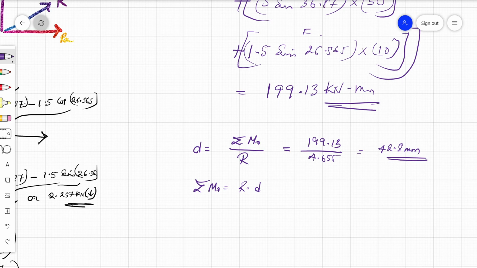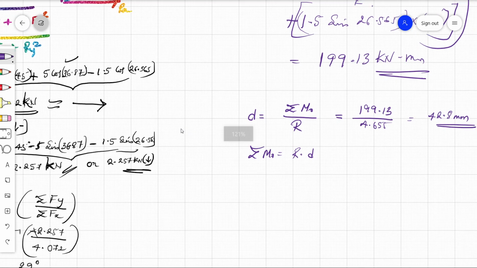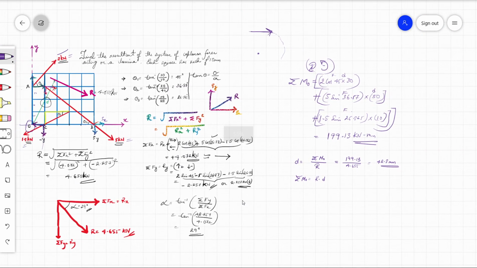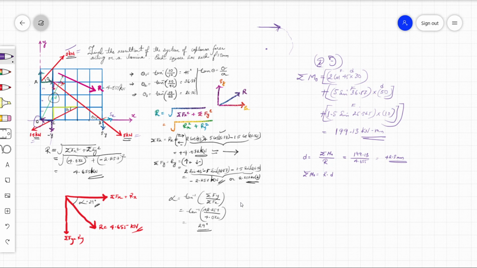That is d, and all the things we needed to find in the numerical are already there. So we found everything that should be found, and that's the end of this numerical, which might come for a maximum of 15 marks, 10 to 15 marks. Okay, this is a range. So this is all about the numerical.